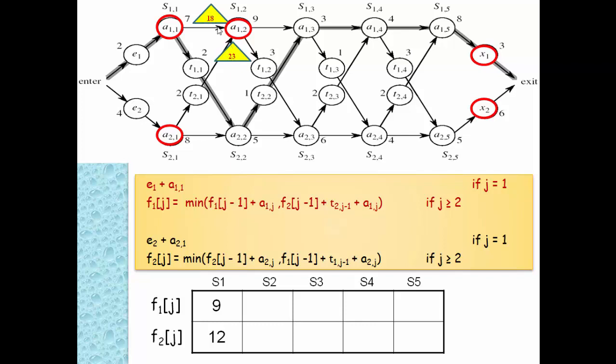Among these two values, which one is minimum, that we need to identify, and we have to fill the minimum value inside the matrix. So 18 and 23, 18 is minimum, so we have to fill 18 here.